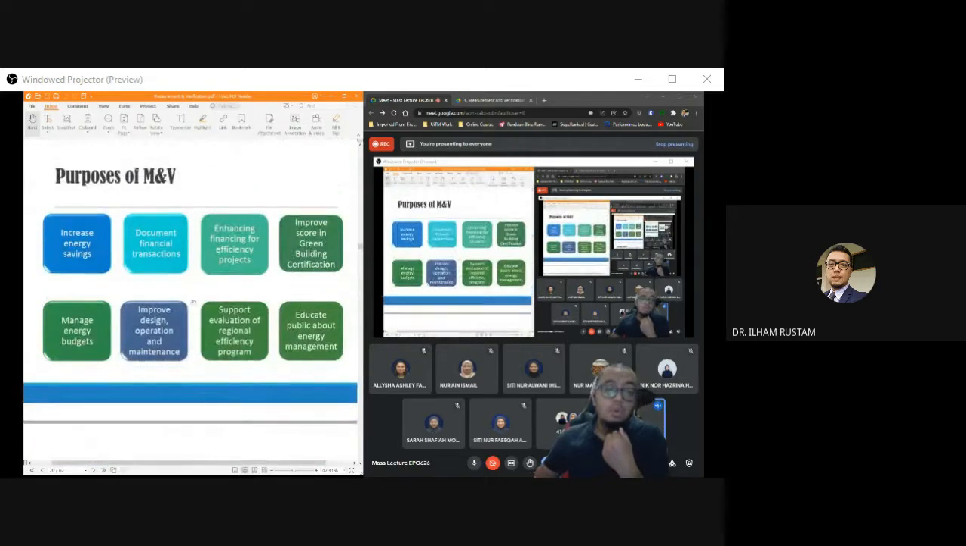Okay, so what is the purpose of MNV? Again, reiteration, it's basically to increase energy savings, to document any financial transaction as a proof, to enhance financing for efficiency projects, to improve score in GBC if your organization is heading towards that, to manage energy budgets, to improve design, operation and maintenance of the building and also the equipment, ECM, support evaluation of regional efficiency programs, and also to educate the public about energy management.